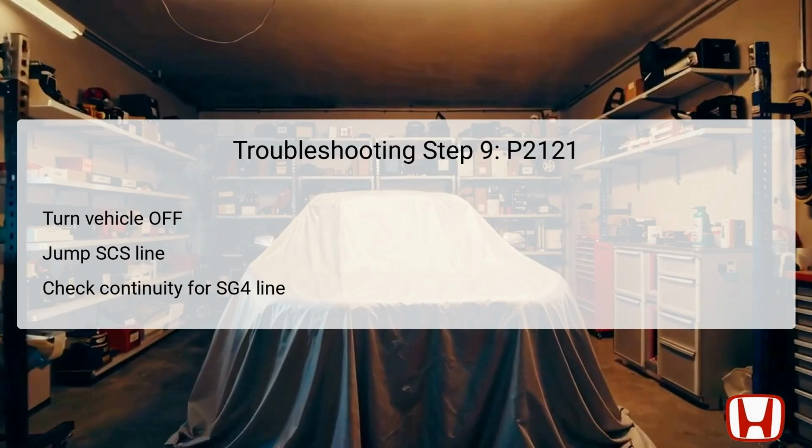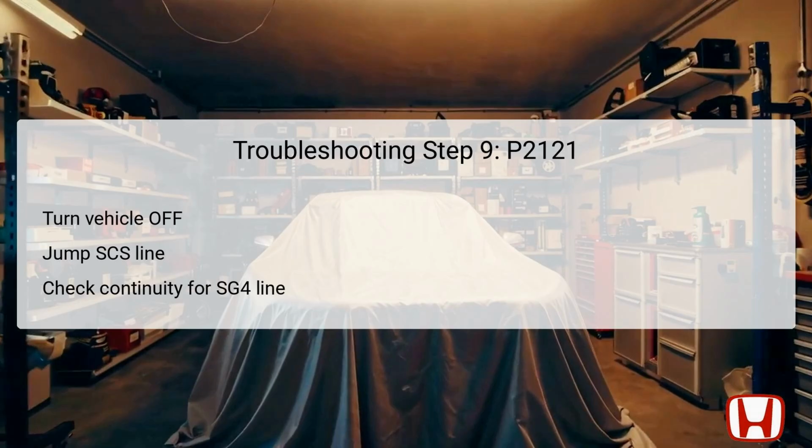In the final troubleshooting step, you will again turn the vehicle off and jump the SCS line with the HDS, then allow over a minute to lapse. Disconnect the PCM connector A before jumping the specified terminals necessary for this test. Following this, the continuity of the SG4 line must be verified.